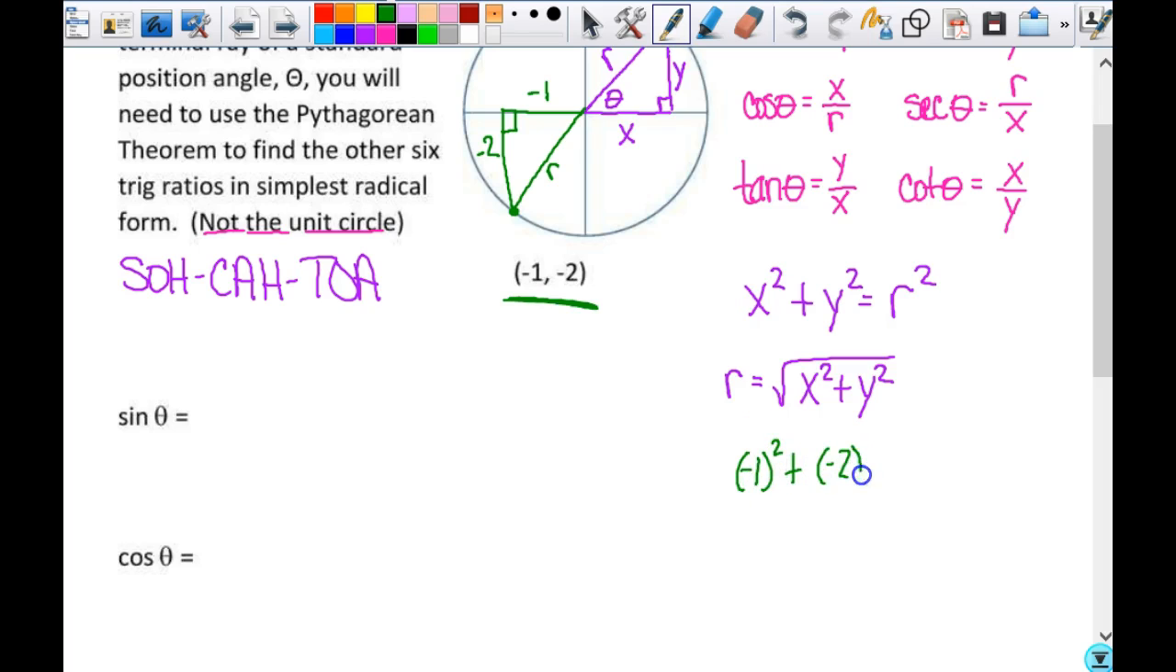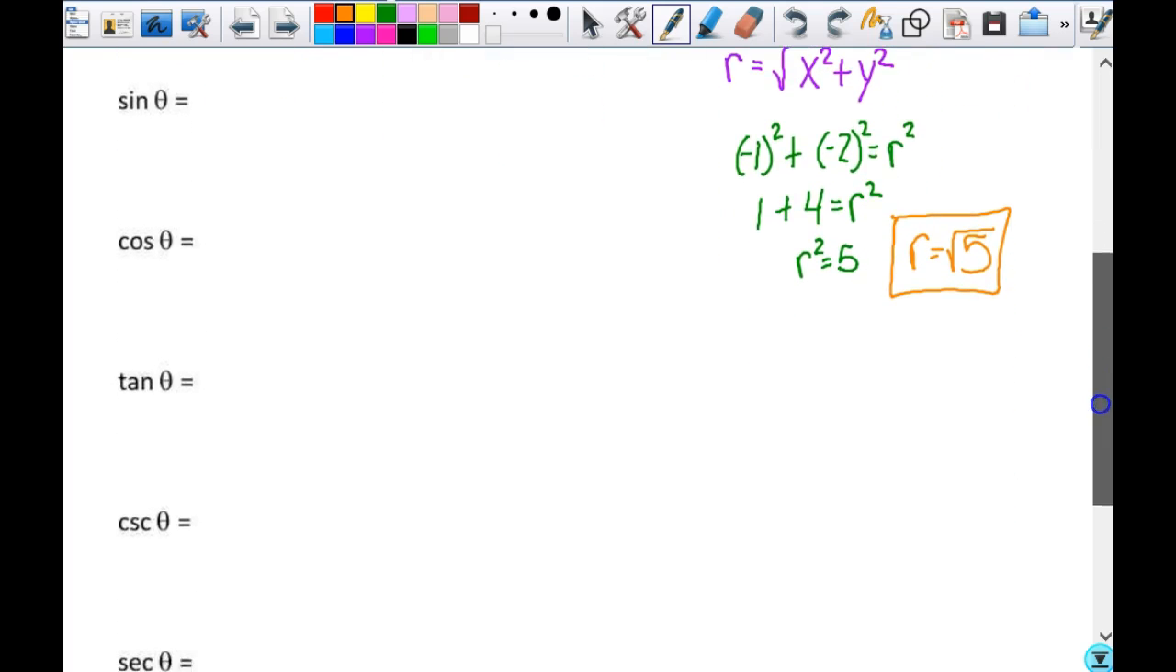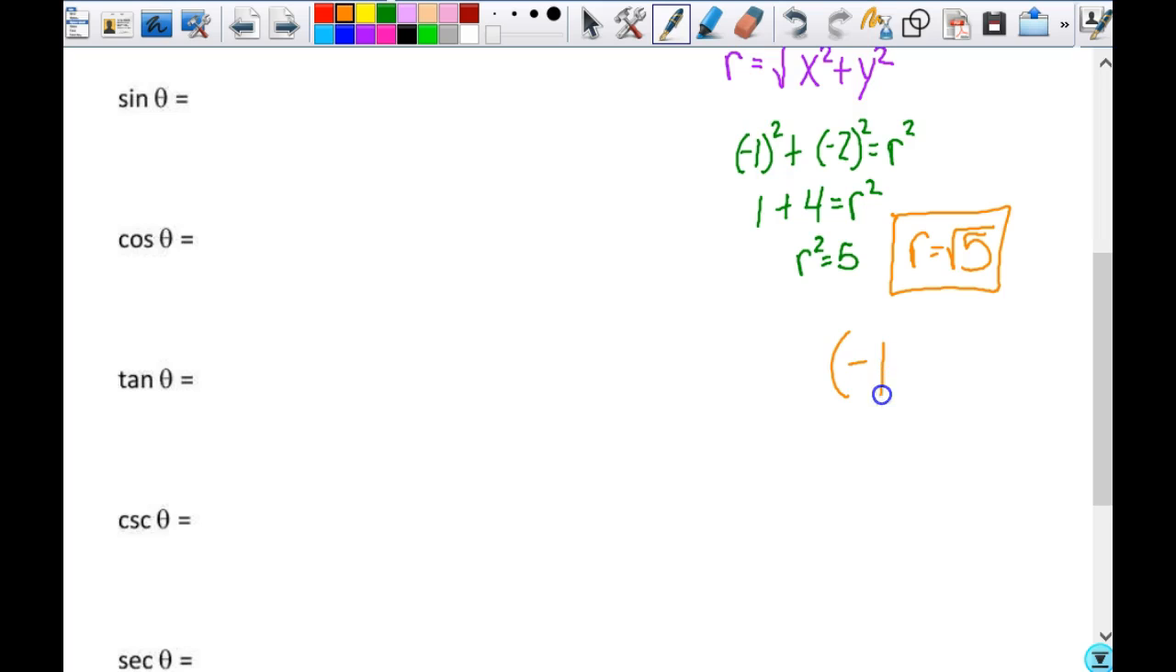-1 squared plus -2 squared equals r squared. So this gives me 1 plus 4 equals r squared. So r squared equals 5, so r equals the square root of 5. You leave it in simplest radical form, no decimals there. So there's my radius, square root of 5. And then my ordered pair, I'm just going to rewrite it here so that I can see it. I've got -1, -2. So there's my x, y, and my r that I need.